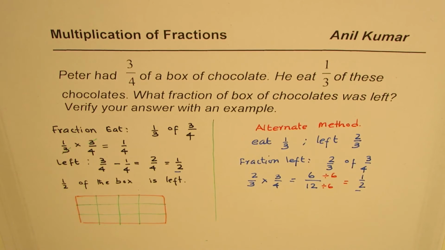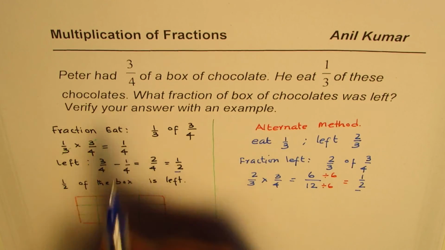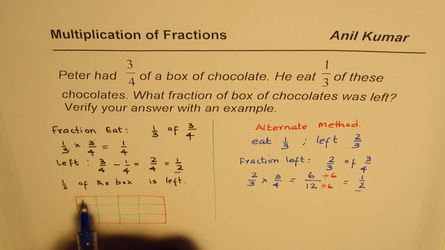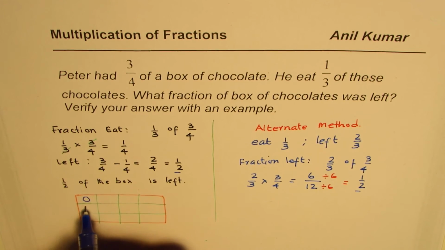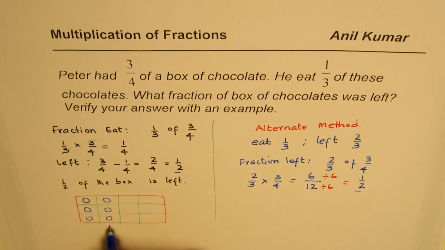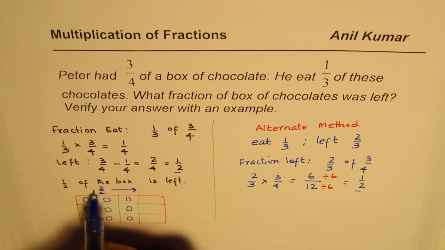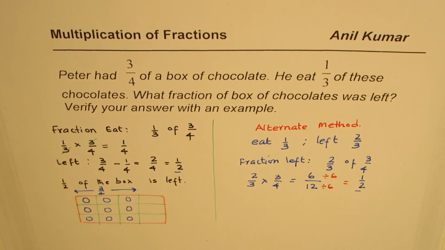Now, when we are saying that Peter had 3/4 of the box of chocolate, that means we can select 3 out of 4 columns. So these are the chocolates which Peter had. This is the second, and that is the third column, right? So 3/4. So 3 out of 4. Is it okay? 3/4 he had to begin with, right?